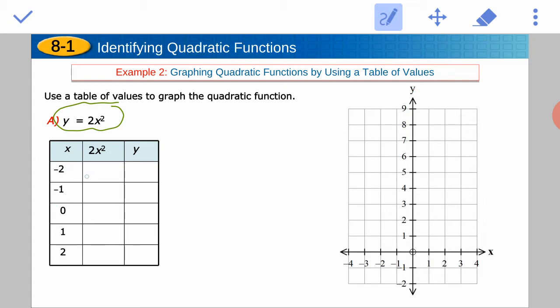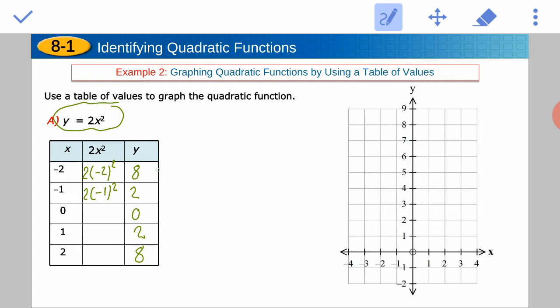Guys, if you insert the -2 in this function, it's going to be 2 times -2 squared. -2 squared is going to be 4. 2 times 4 is 8. If you insert the -1, it's going to be 2 times -1 squared, which is 2. 0 gives us 0. If you insert 1, it gives us 2. If you insert 2, it gives us 8.